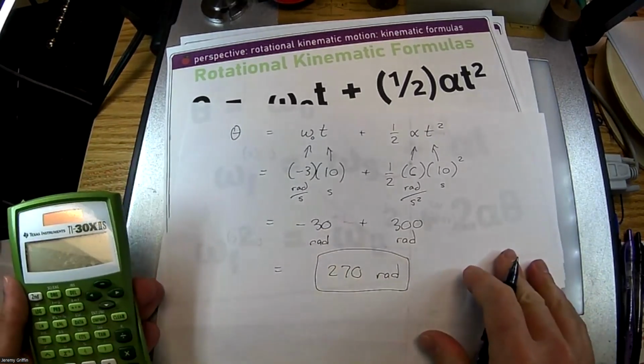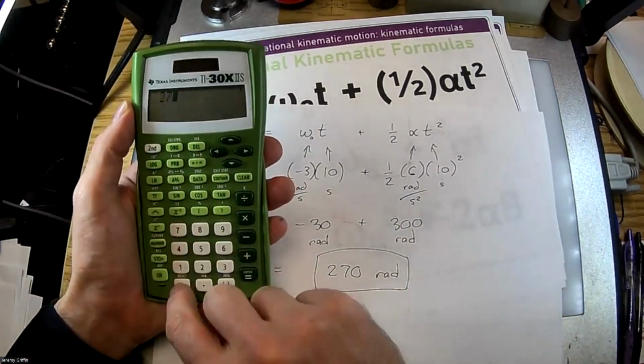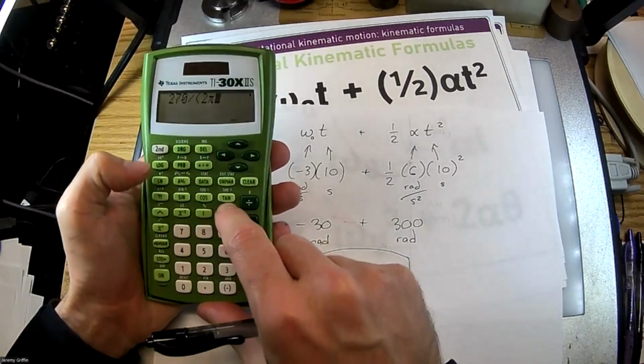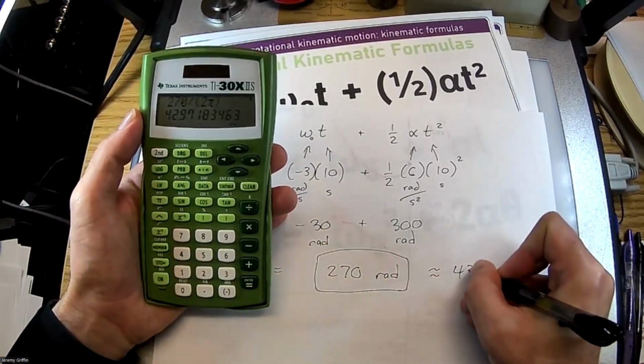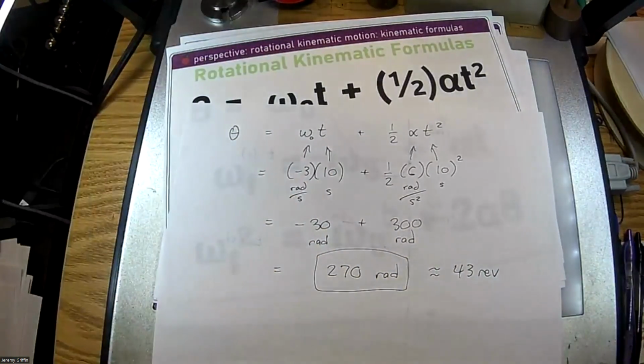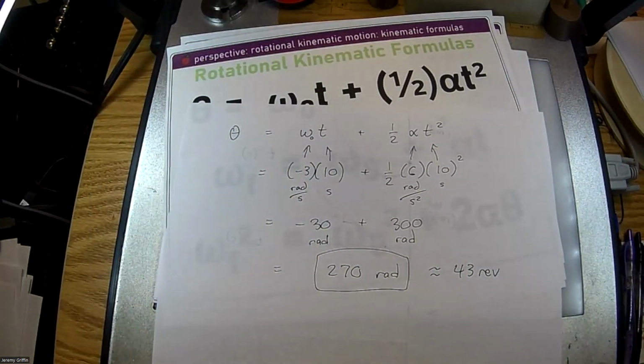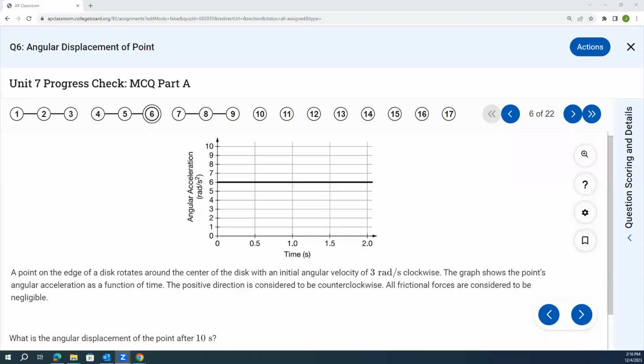Right, 270 radians. Okay. I'm curious, what is 270 divided by 2 pi? Right, that's, by the way, about 43 revolutions. You're curious about that. Right, but I bet the answer is going to be 270 radians. Okay. Switch back over here. All right, we're looking for 270 radians.